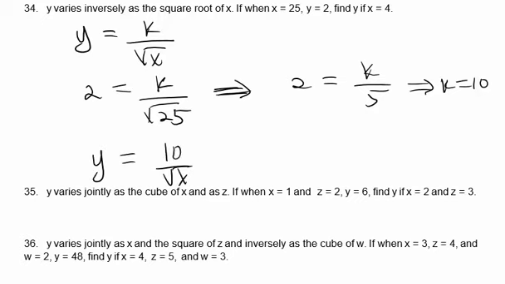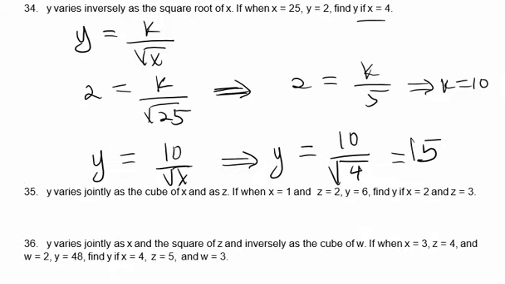Okay, so here is our equation. Y equals 10 over square root of x, relating x and y. And we want to find y if x is 4. So y equals 10 over the square root of 4, or 10 over 2, which is 5.